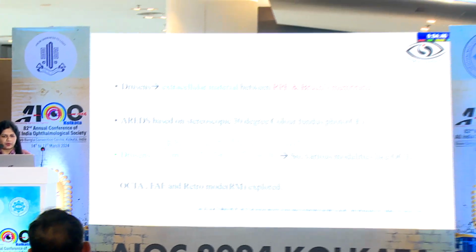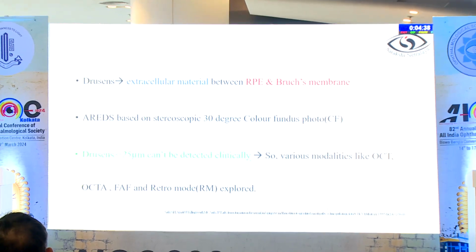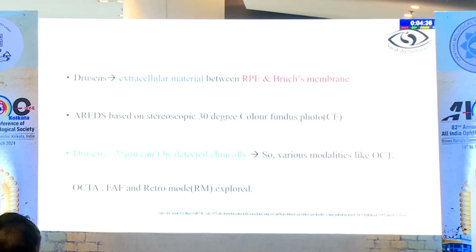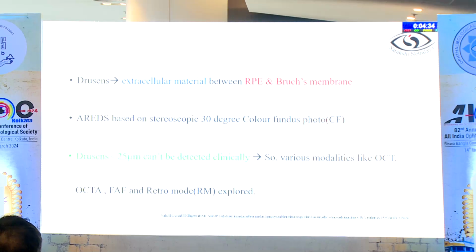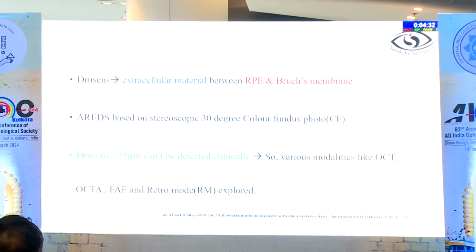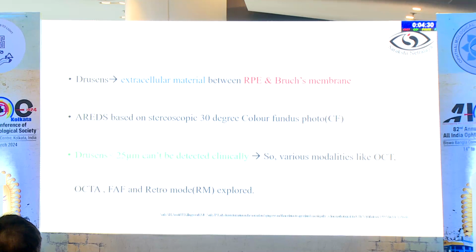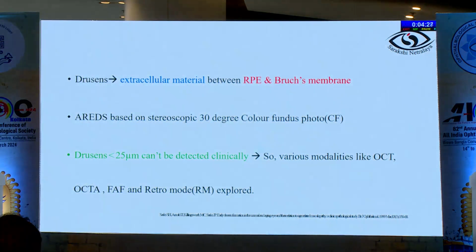For this opportunity, I will be speaking on retro mode. Does it provide newer insight into dry AMD? We all know AMD is the third leading cause of irreversible blindness, and the main sites of pathogenesis are Bruch's membrane and RPE. Drusen are the extracellular material deposited between RPE and Bruch's membrane, and as we cannot detect Drusen size less than 25 microns, various modalities were explored so that we can detect the Drusen.